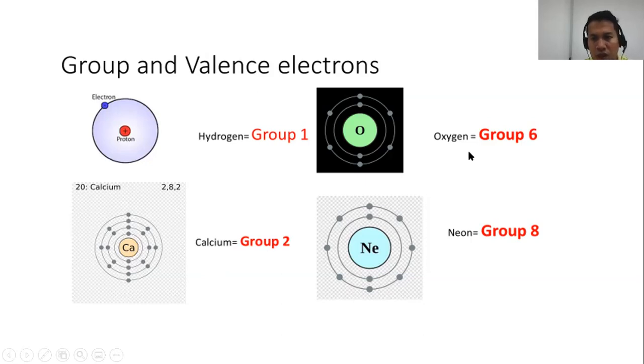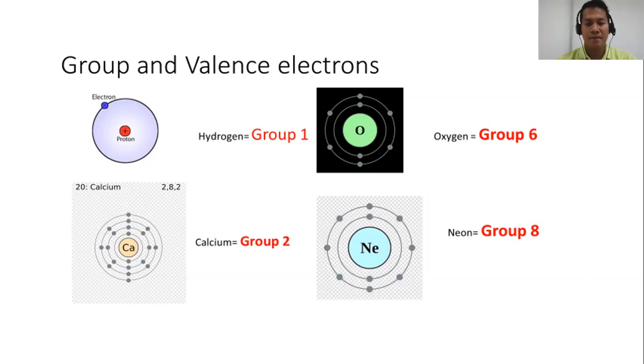Group 2, 2. Oxygen is in group 6. So how many? There are only 6. 1, 2, 3, 4, 5, 6. Neon is in group 8. So how many? 1, 2, 3, 4, 5, 6, 7, 8. So notice I'm just counting the electrons in the last shell. We call it valence electrons. Do you understand? Very easy. Chemistry is just very easy.